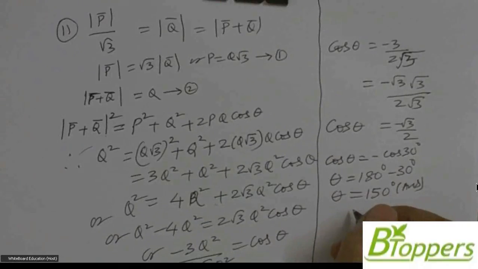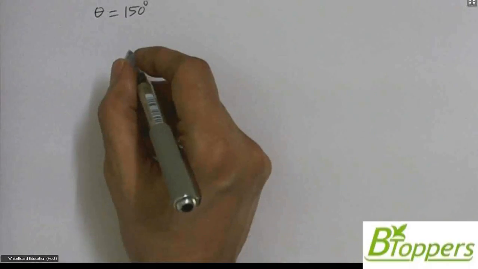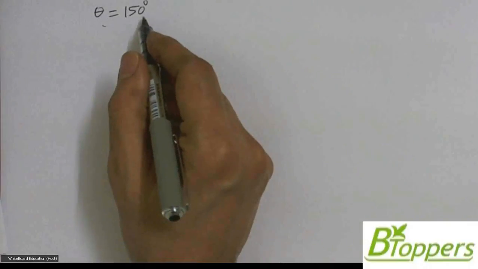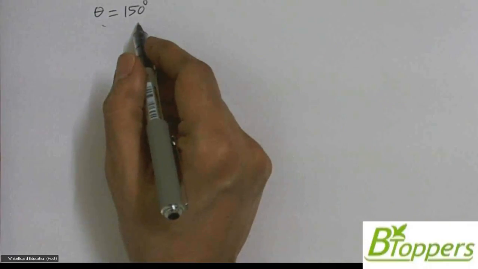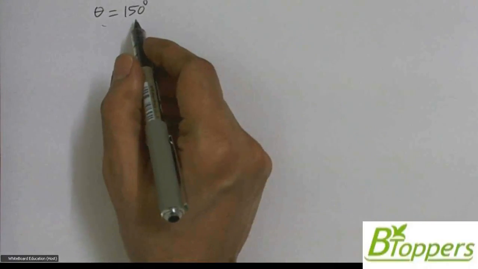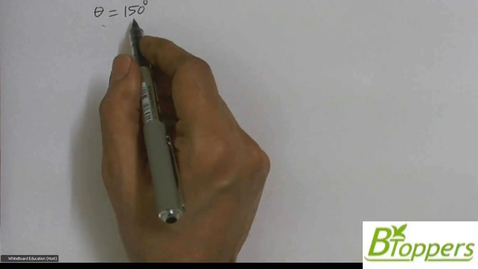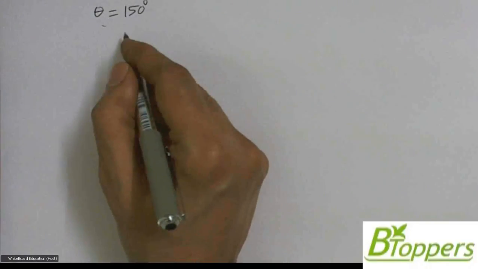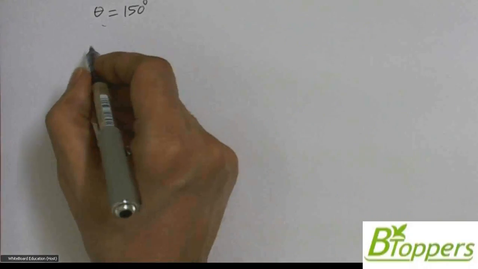Then to find the angle made by the resultant of the two vectors with the first vector P bar, we can use the formula for the direction of the resultant. We got the angle theta between P bar and Q bar as 150 degrees. So to find the angle made by the resultant of the two vectors P bar and Q bar with the first vector P bar, we use the expression for the direction of the resultant.